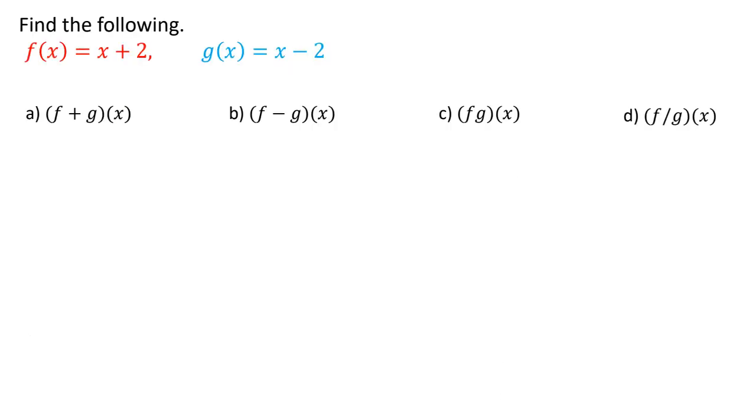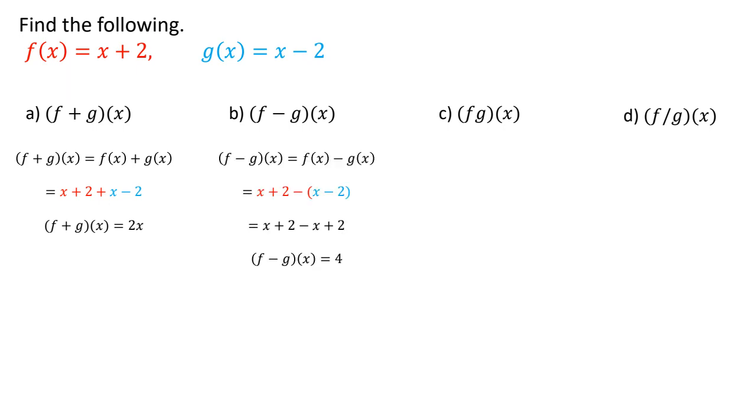Now, what if we want to add two functions? So remember, whenever you see f plus g of x, it's always a good idea to rewrite it as f of x plus g of x. So f of x, they tell me is x plus 2. So I'm going to write it here. And g of x, they tell me is x minus 2. So I'm going to write it here. Then we simplify. x plus x is 2x. 2 minus 2 is 0. So my answer is 2x.